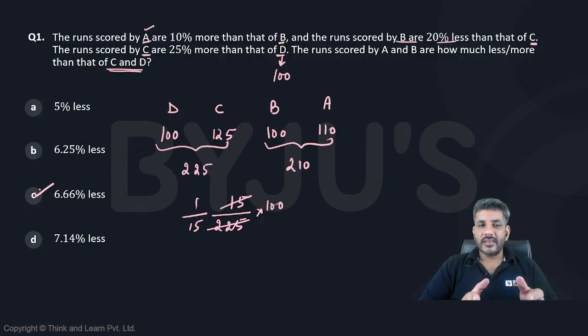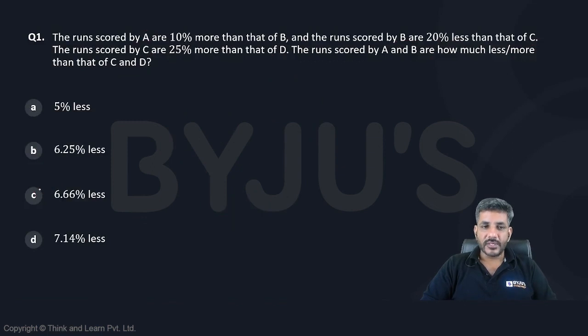So as you can see here, just by taking B as 100, we could easily calculate C, B, A, and then the calculations were also pretty easy. I would put this question in an easy category question with an answer 6.66% less.